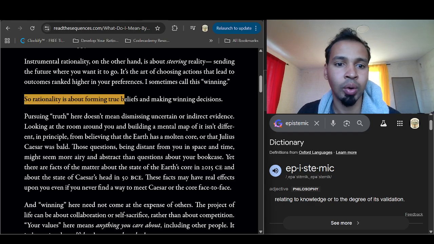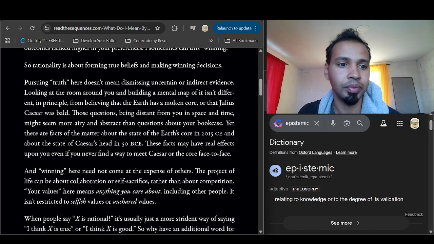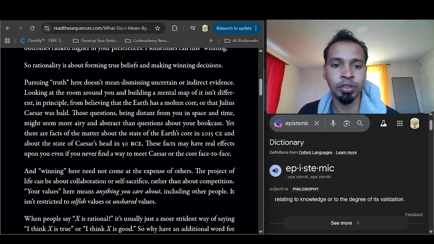So, rationality is about forming true beliefs and making winning decisions. Pursuing truth here doesn't mean dismissing uncertain or indirect evidence. Looking at the room around you and building a mental map of it isn't different in principle from believing that the earth has a molten core, or that Julius Caesar was bald. Those questions, being distant from you in space and time, might seem more airy and abstract than questions about your bookcase. Yet these are facts of the matter about the state of the Earth's core in 2015 CE, and about the state of Caesar's head in 50 BCE. These facts may have real effects upon you, even if you never find a way to meet Caesar or the core face to face.